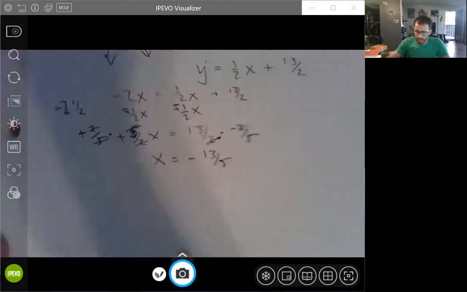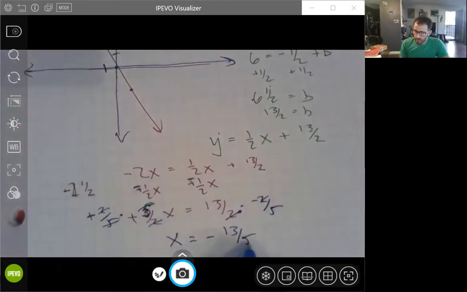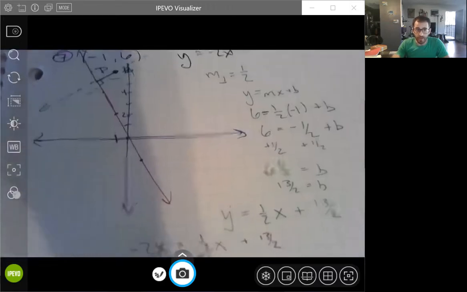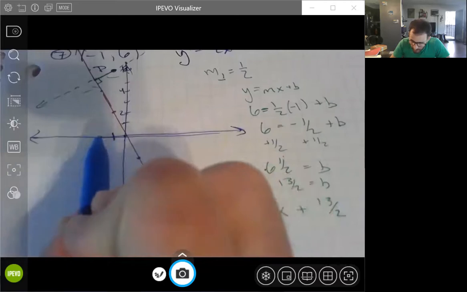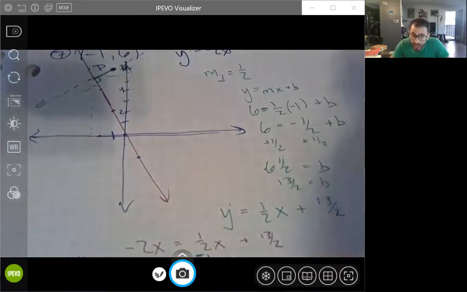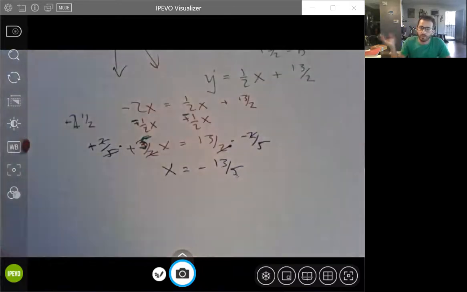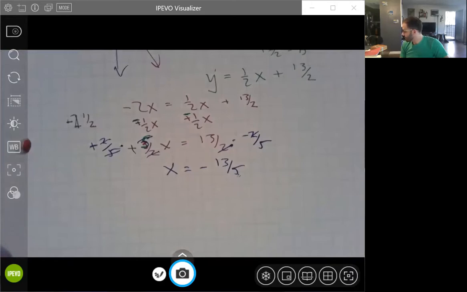Now this found us the x coordinate where they intersect. So that's about -2 and 3/5, -2 and a little bit more. Now I know I'm going by my bad drawing, but it seems to be working out. -2 and 3/5, right? 5 goes into 13 2 times, with 3/5 left over. -2 and 3/5. All right.